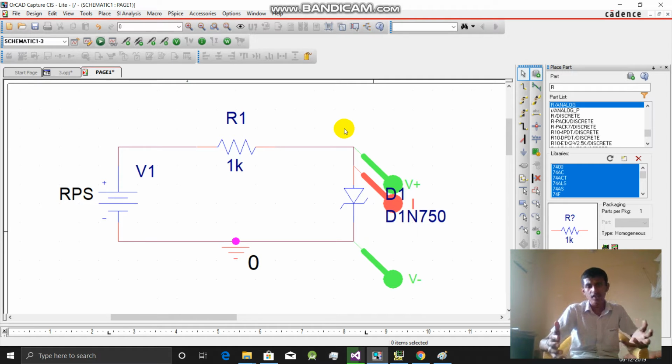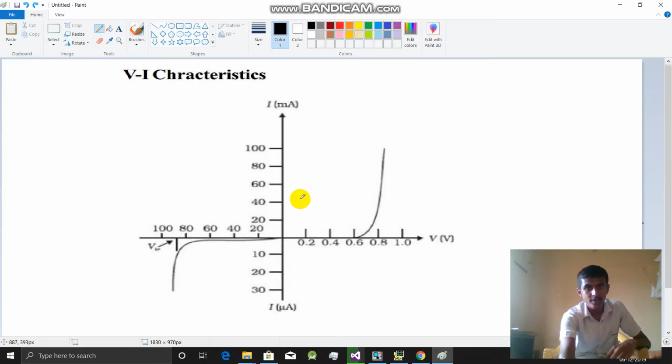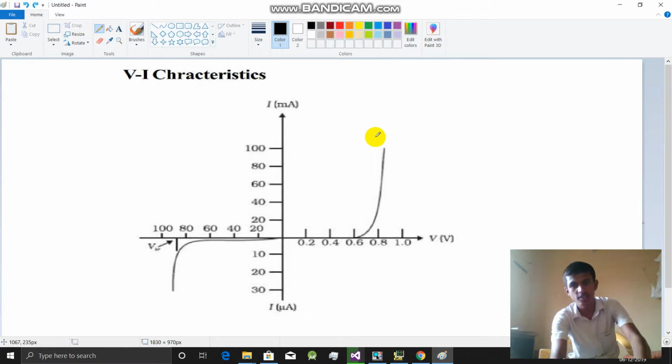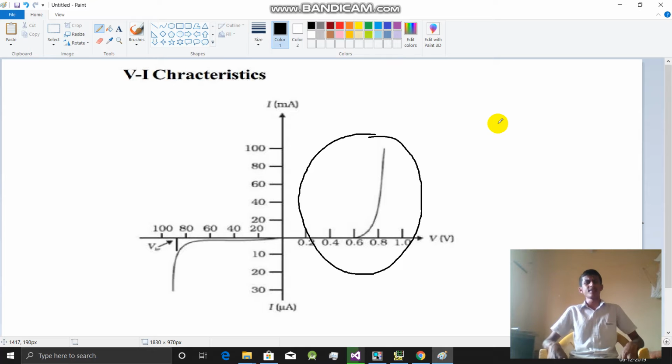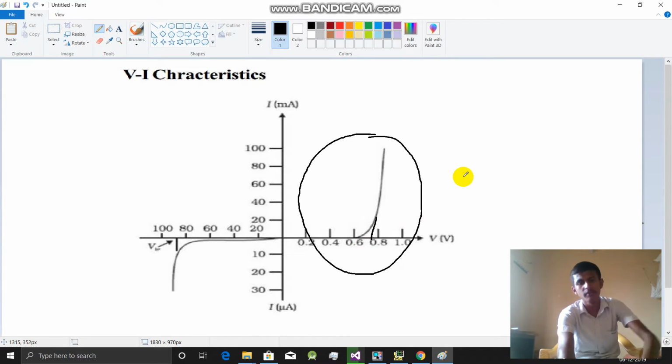Okay, that is the forward bias characteristics. If we see the graph of this, this is the graph in the forward region, and we can see that it's similar to a normal diode. That means its cutoff is around 0.7 volts, you can see.